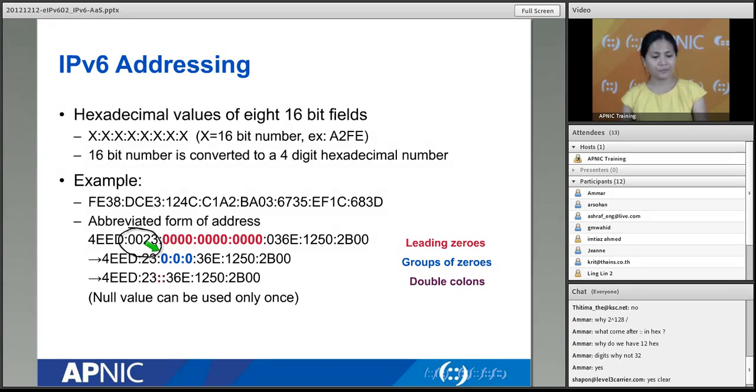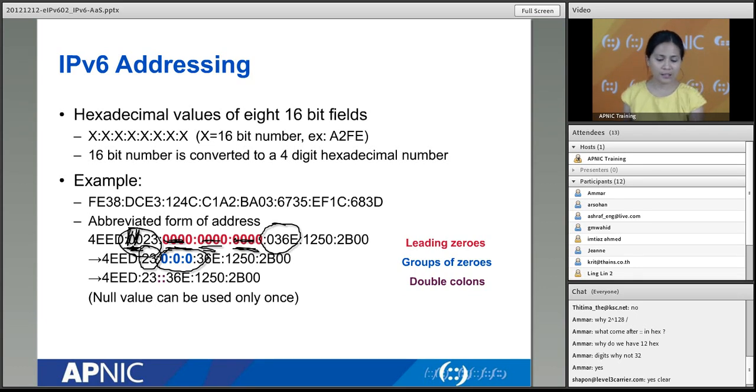So see, if you see this one, the second field, 0023. So 00 there is actually a leading, okay? These are leading zeros. What's the rule? Well, we can just remove leading zeros. So 0023 can be represented as 23. Next, this field here, as well as the next two fields, they all have zeros. Using the same rule, we can remove these zeros, that's why we have just one hex digit per field, okay?